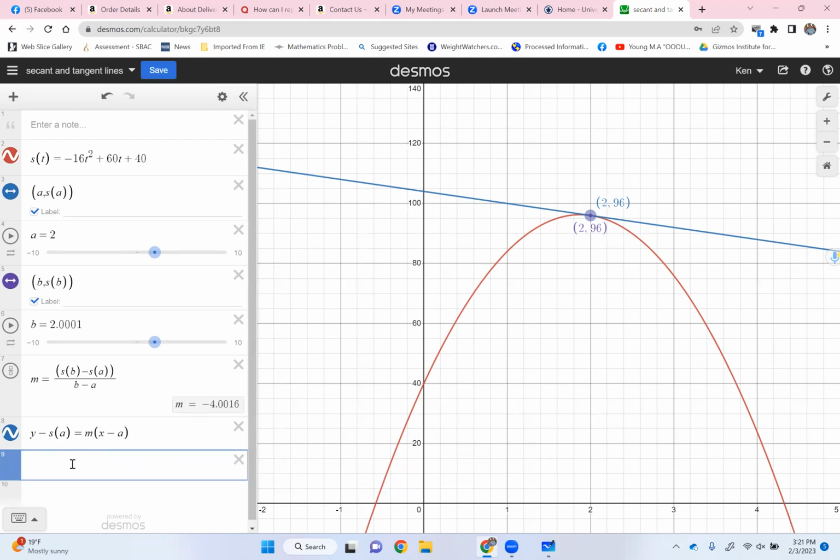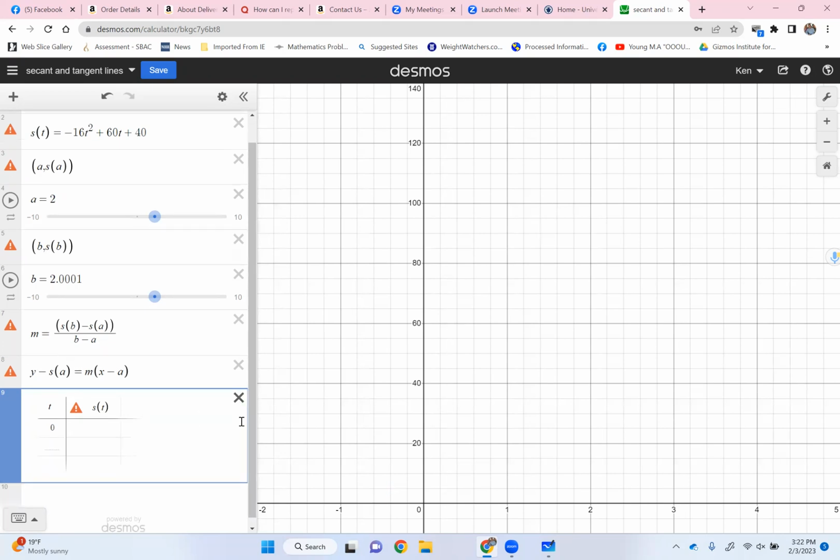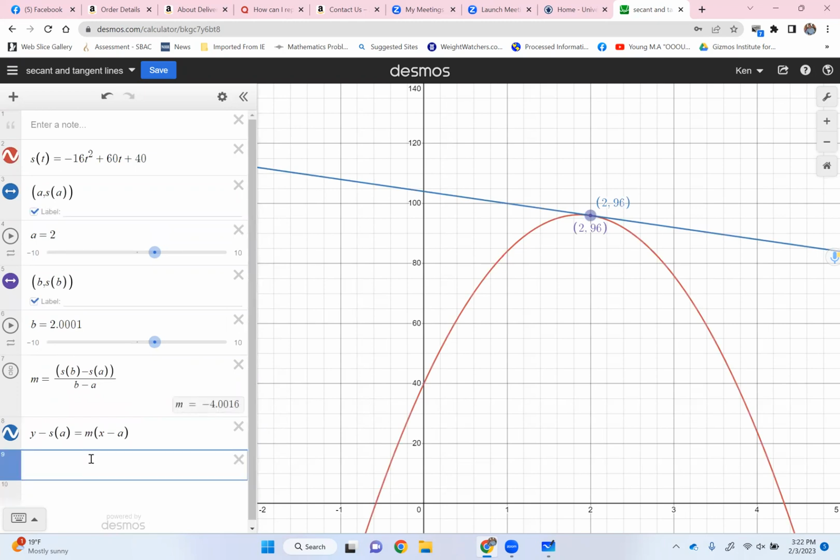So the other thing that will be helpful is there's going to be times where you're going to have to make a table. So let's add a table. And instead of x1, we'll call it t. Instead of y1, we'll call it s of t, and it should work. Oh, what happened? s and t can't be defined in terms of each other. All right, so let's not do that. Okay, I think you're going to have to make tables, so you just have to plug in the values, but that's okay.